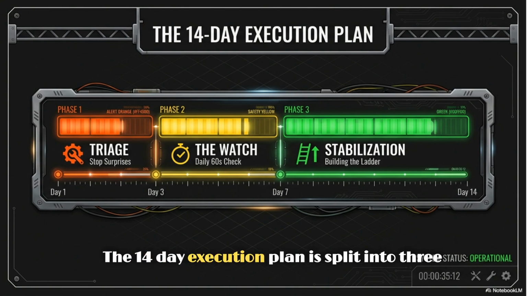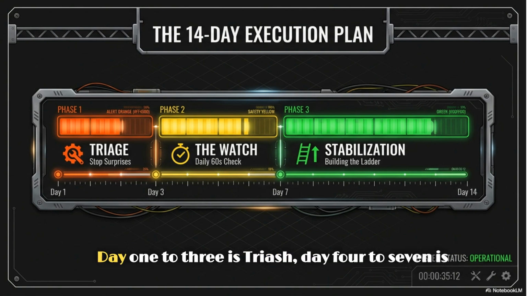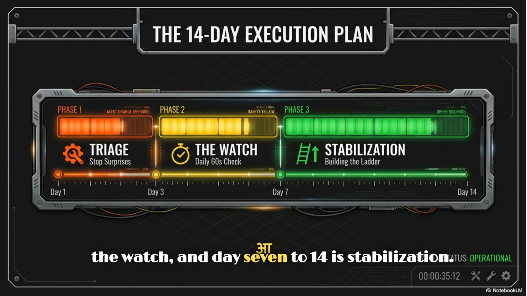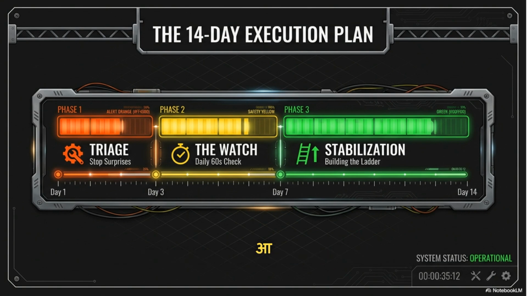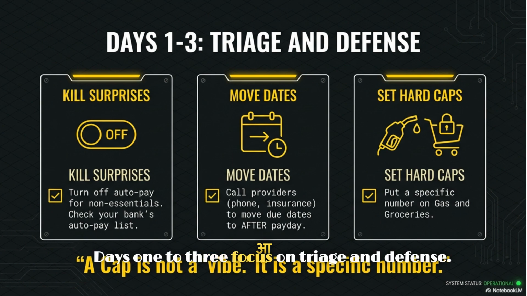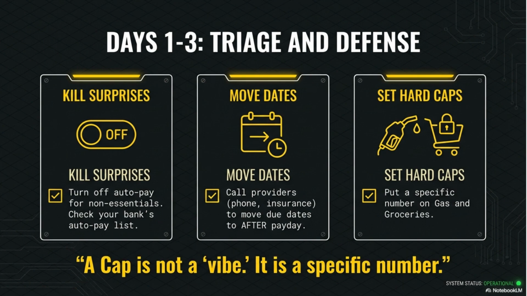The 14-day execution plan is split into 3 phases. Day 1 to 3 is triage, Day 4 to 7 is the watch, and Day 7 to 14 is stabilization. Days 1 to 3 focus on triage and defense. Kill surprises by turning off autopay for non-essentials. Move bill due dates to after payday and set hard caps or specific numbers for gas and groceries.